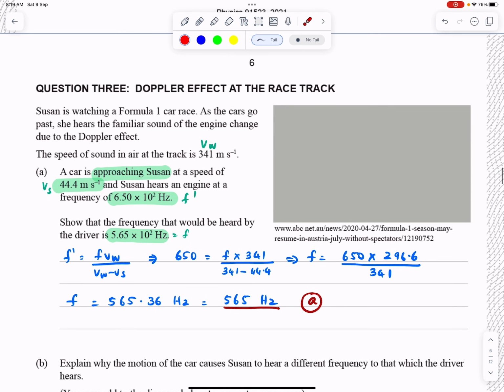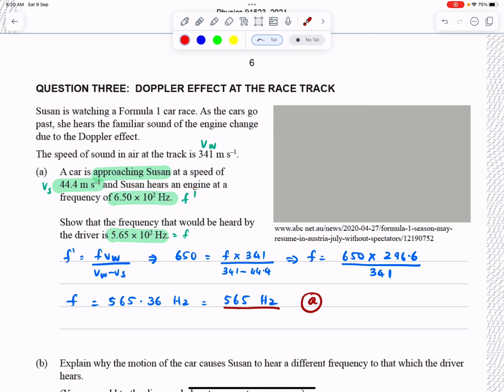Okay, question 3, Doppler effect at the racetrack. Susan is watching a Formula One car race. As the cars go past, she hears the familiar sound of the engine change due to the Doppler effect. The speed of the sound in air on the track is 341 meters per second. Now the speed of the car that's approaching Susan is 44.4 meters per second. What she hears, that's the apparent frequency, is 650 hertz.